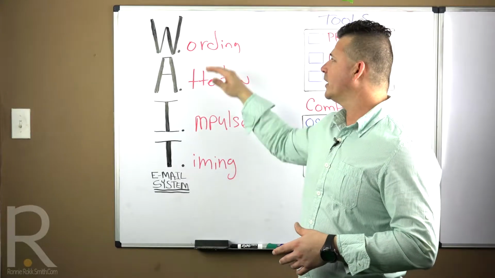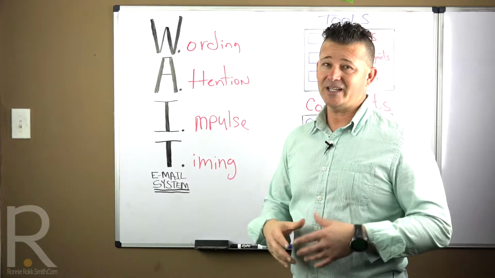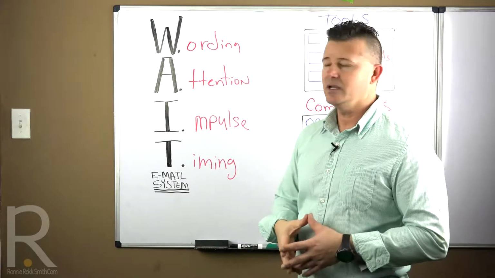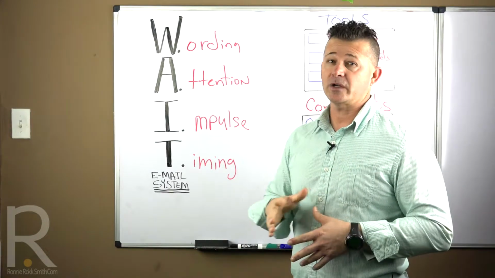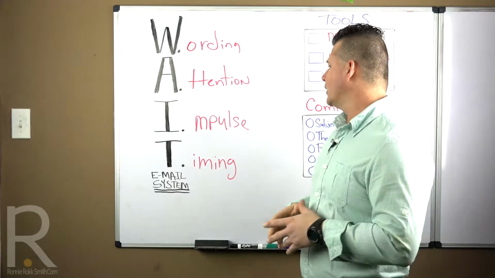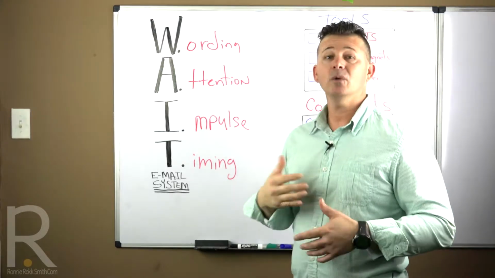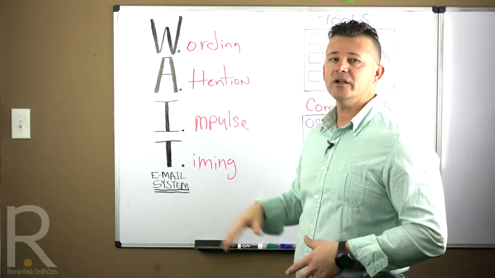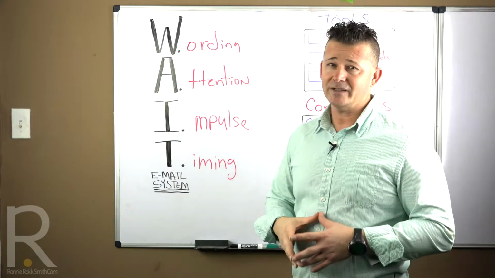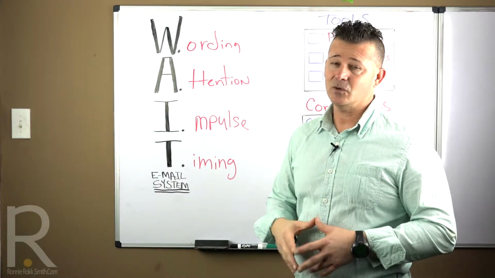So for wording, we want to use certain words to engage our prospects' interest. For attention, we want to grab their attention in the first 3 to 4 seconds. Okay, for impulse, we want to persuade their buying impulse decisions. And timing, we want to do all of these steps at the correct time and in a correct order.